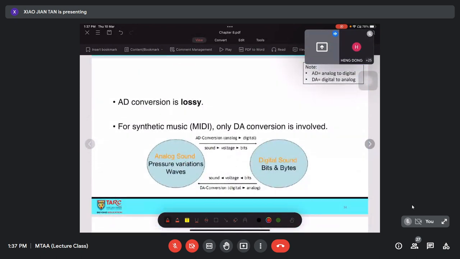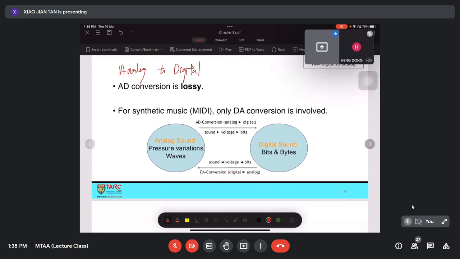So any conversion from analog to digital is loose, which means not all the information is being converted. Some information might be lost during the conversion. So for synthetic data, synthetic music, MIDI, only DA conversion is involved. So let's see, analog sound, pressure wave, okay, bits and bytes.